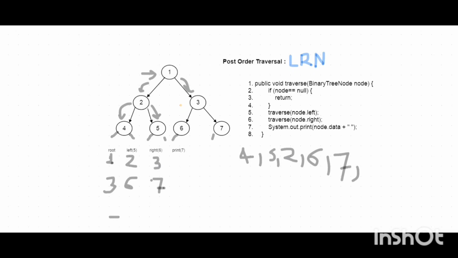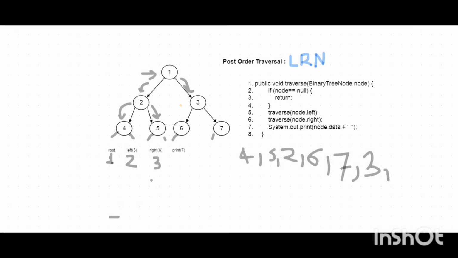For node 3, we are done visiting the left side. We are done visiting the right side. Now we'll be printing node 3 from line number 7. Node 3 will be visited. Once we are done visiting node 3, we are done with this entry also. We move back to node 1.